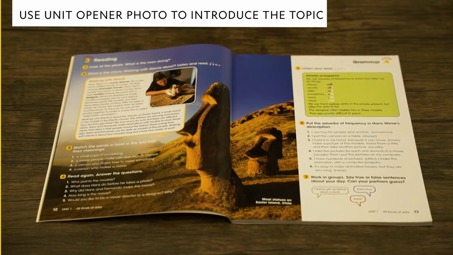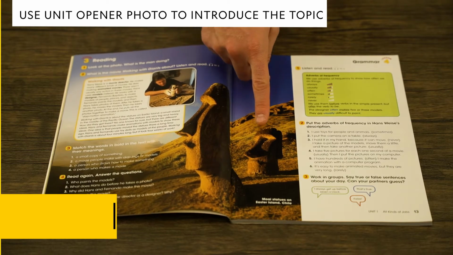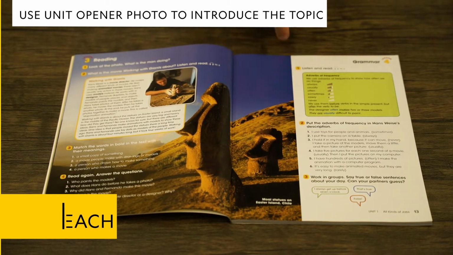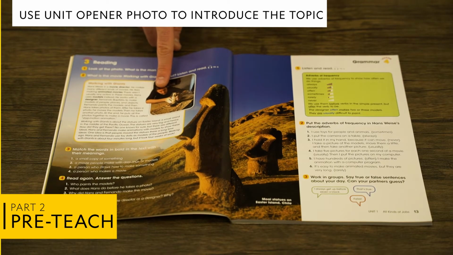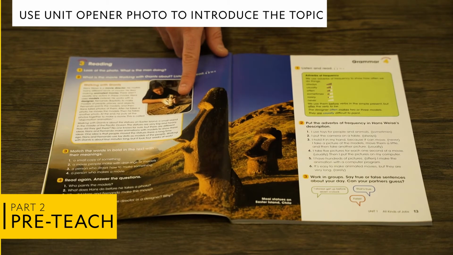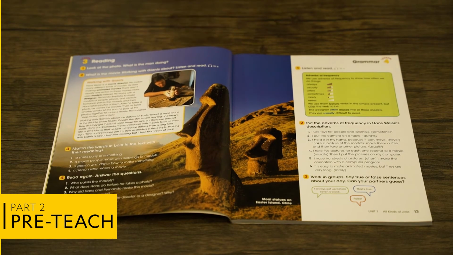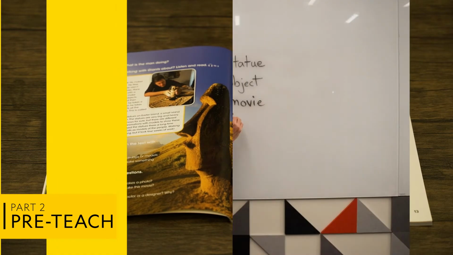Have students open their students' books. Draw their attention to the big photo. How tall do you think these statues are? Tell students to discuss in pairs and share ideas as a class. Then choose 3 or 4 key words from the reading you think students need to know. Make sure the words you choose are important for comprehension or relate to the main idea.